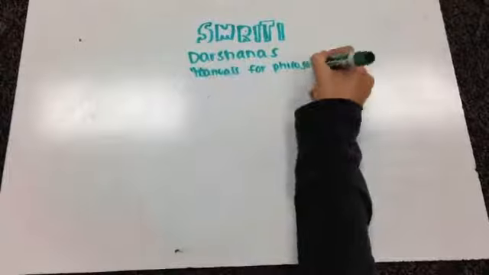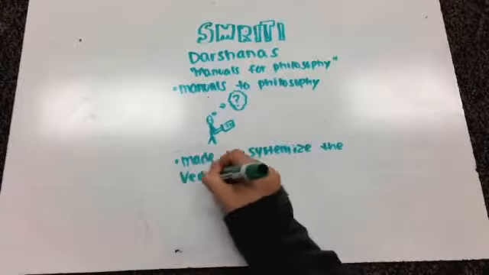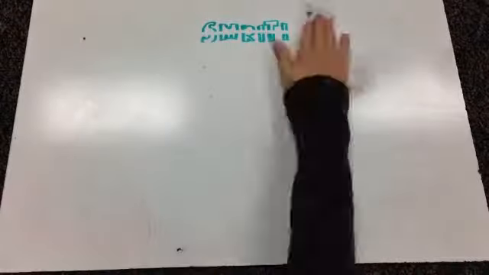The last texts are the Darshanas. This text contains manuals to philosophy and suggestions on how to think and ask questions. The Darshanas were also made to systemize the Vedas. That's all.